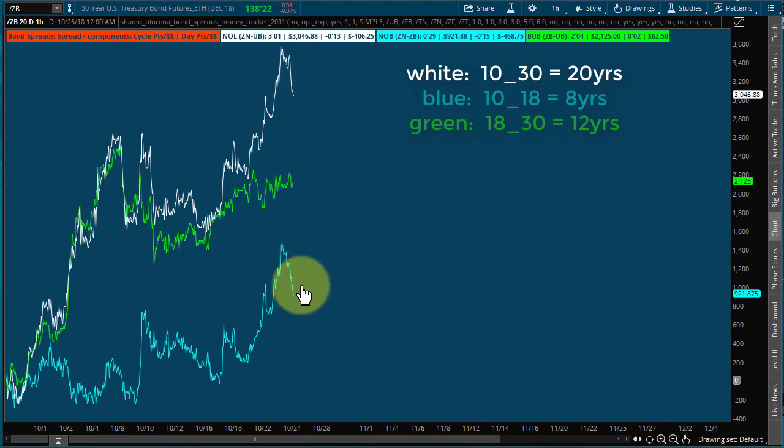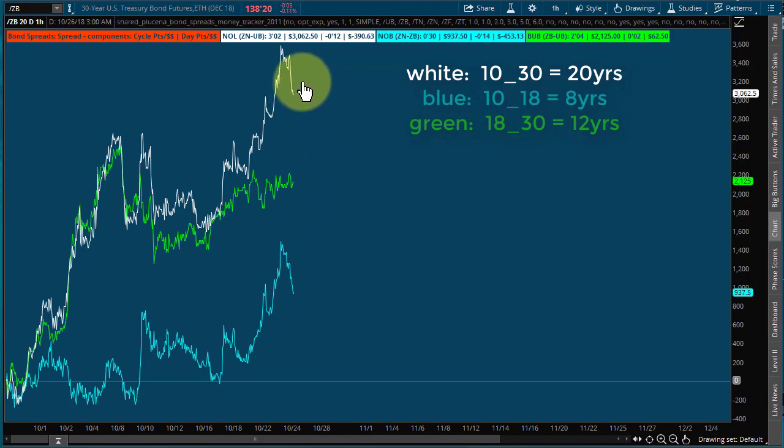The green line and the blue line are parts of the white line. The blue line is ZN to ZB. That's 10-year out to the 30-year future, but it's really an 18-year. So this is 10-year to 18-year, like 8 years of duration. The white has 20. The first 8 years of this 20 are represented by the blue line. The second part of the white line is the green line. This is 12 years. The green line is ZB 30-year against the ultra. The 30-year future, again, is more like an 18-year bond. So there's 12 years of duration plus 8 years of duration, 20.